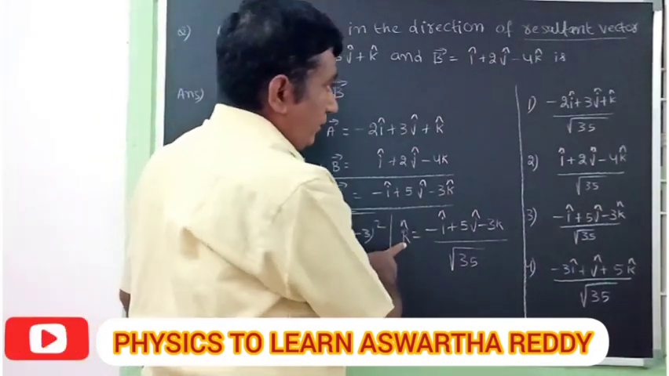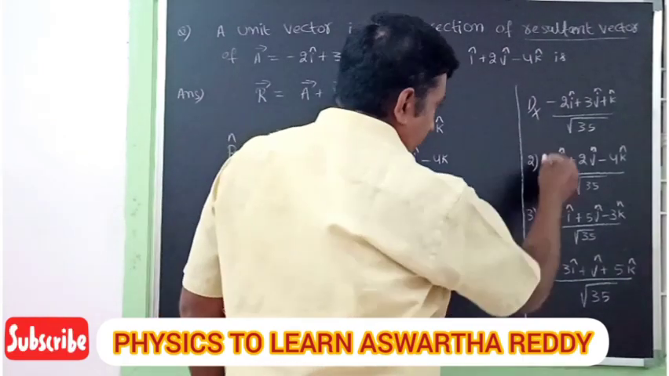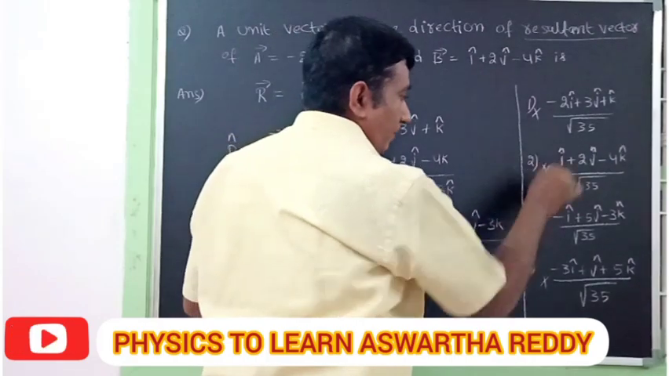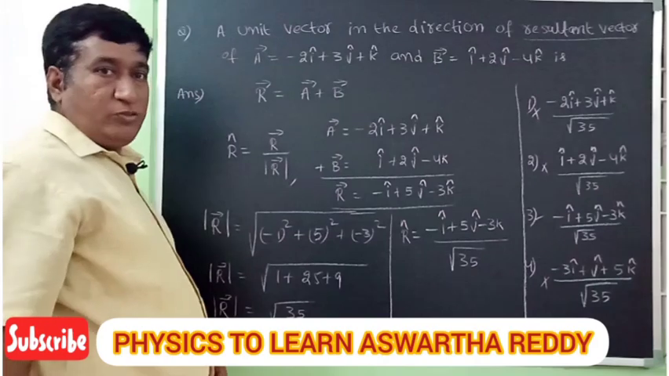So here plus 2i is wrong. Minus 3i is wrong. Here plus i is also wrong, because here we are having both magnitude and direction.